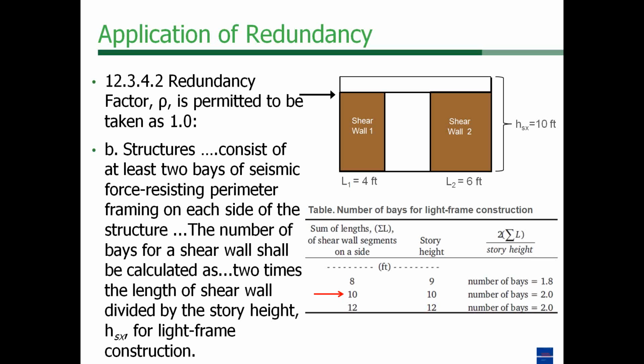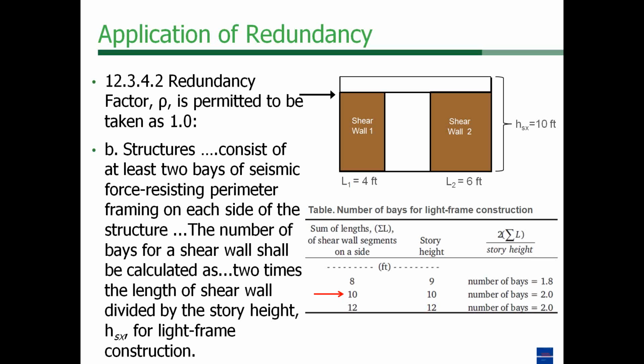So in this case, on this wall line, we have lengths of 4 and 6 feet, so that totals 10 feet of shear wall. And 2 times 10 is 20, and then we divide 20 by the story height, which is also 10 feet, and that results in the number of bays equaling 2.